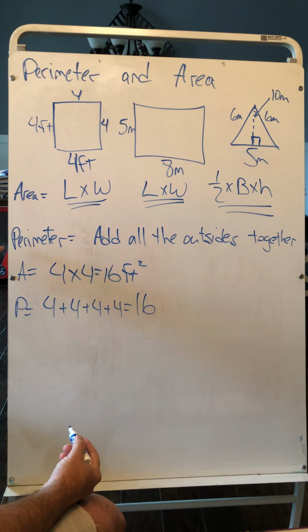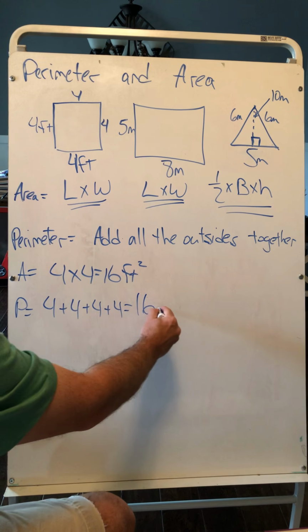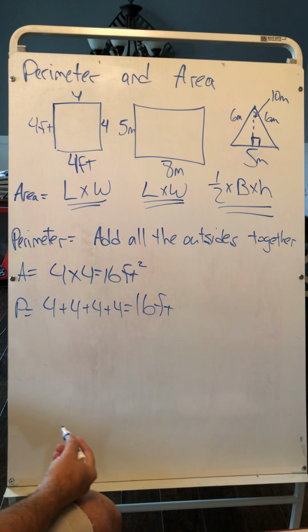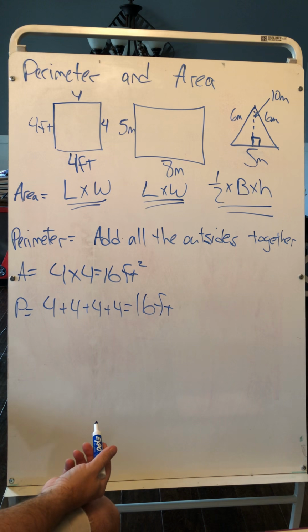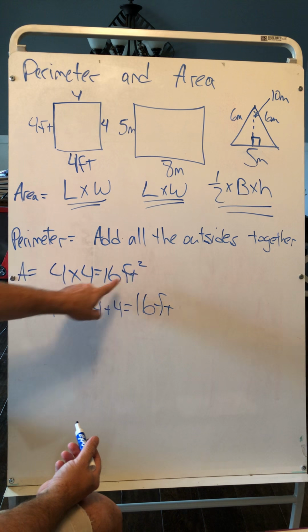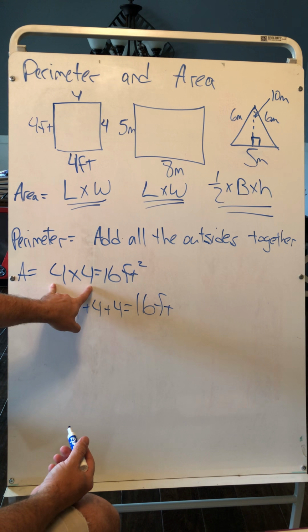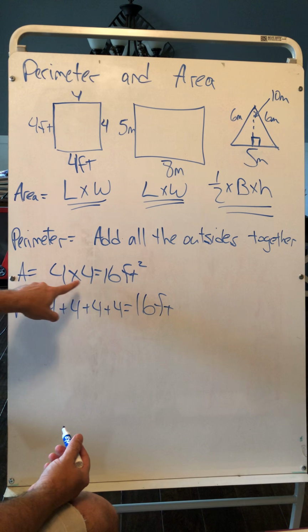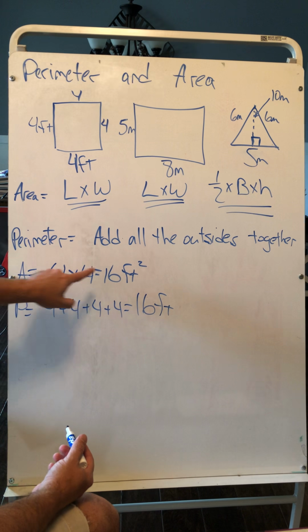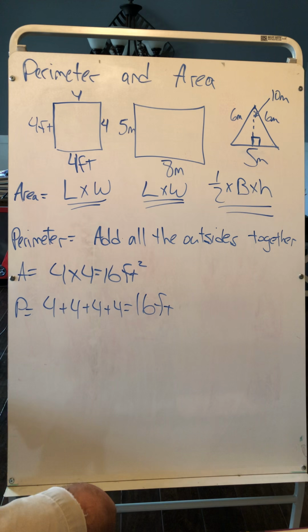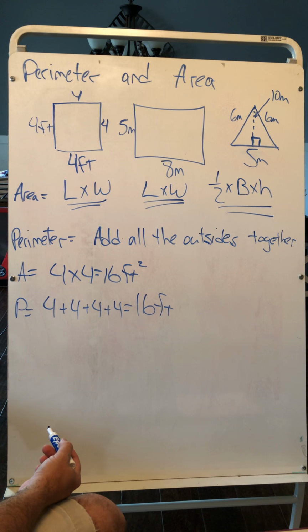Now, whenever we talk about perimeter, it's just going to be feet. It's not feet squared because I didn't multiply anything. The squared comes from me multiplying. And if I multiply 2 numbers together that are feet, it's feet squared. If you multiply 3 numbers together that would be feet, it would be feet cubed. That would be if you were doing volume. But right now we're only going to deal with area and perimeter.